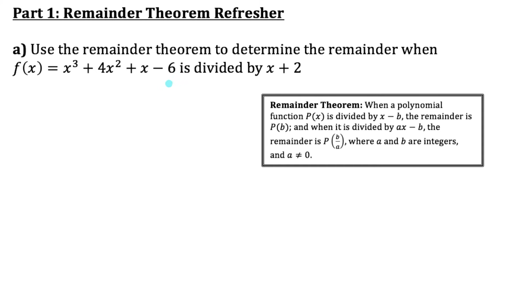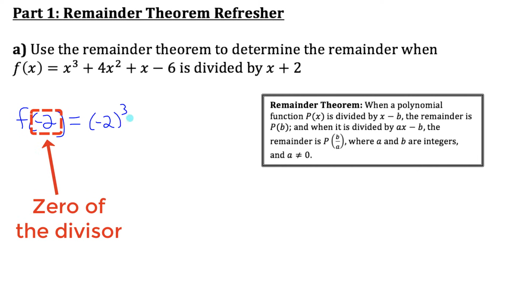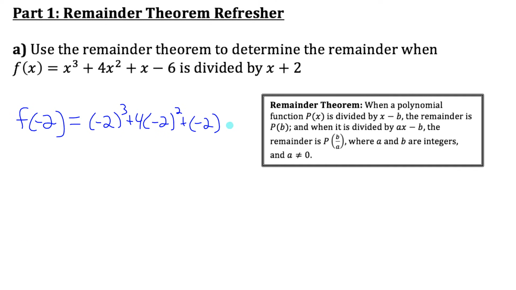So if I want the remainder when this function is divided by x plus 2, I would just plug in -2 for x into the dividend and evaluate it. So I'd have -2 cubed plus 4 times -2 squared plus -2 minus 6. This would be -8 plus 16 minus 2 minus 6, and this gives me 0. So what we just figured out here is that x plus 2 divides perfectly evenly into that dividend. In fact, it's a factor of it because there's no remainder.